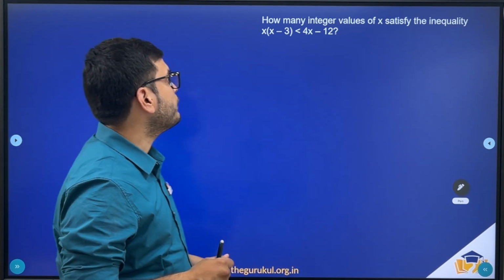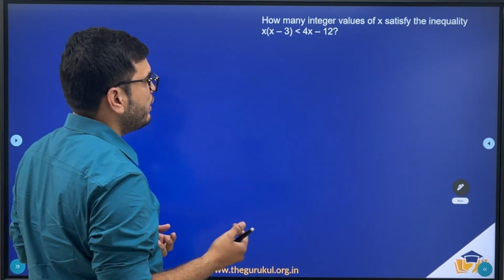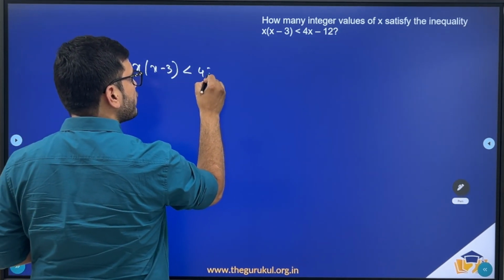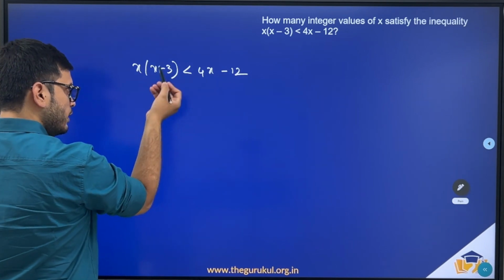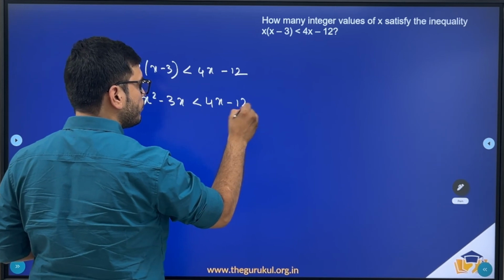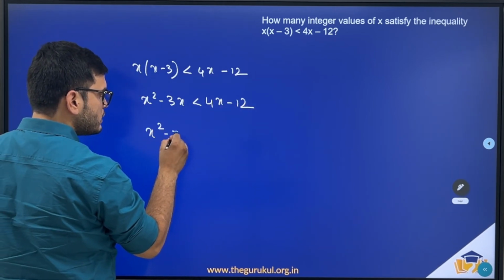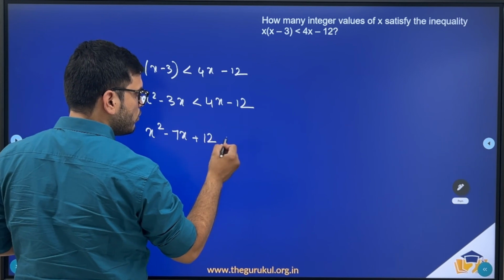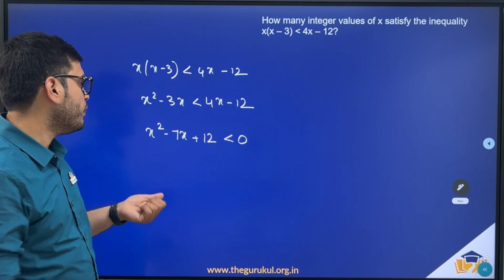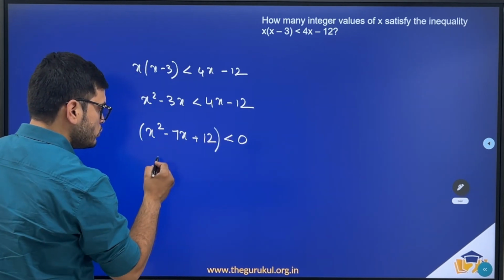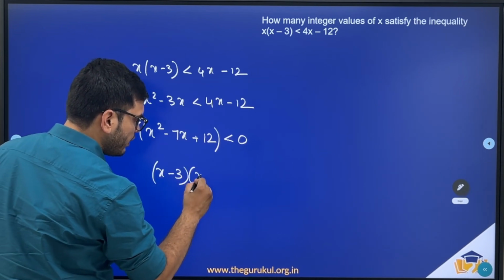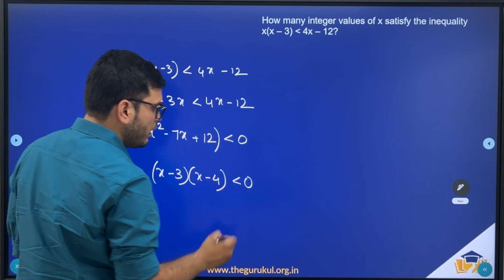Now coming to the third question, how many integer values of x satisfy the inequality x(x - 3) < 4x - 12? So in expansion we have x² - 3x should be less than 4x - 12. So x² - 7x + 12 should be strictly less than 0. It's not less than or equal to. Now let me factorize this. So I can write this as (x - 3)(x - 4). Now this should be less than 0.